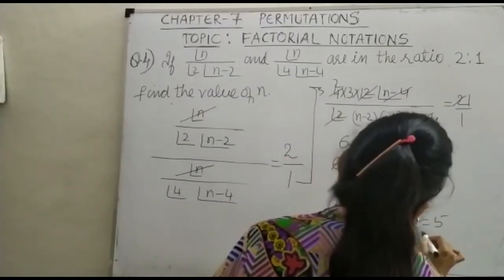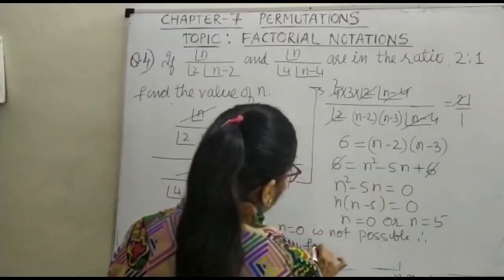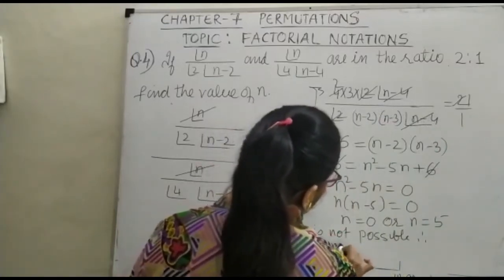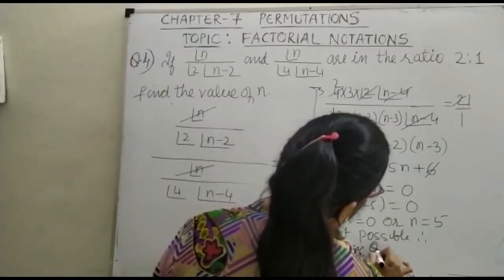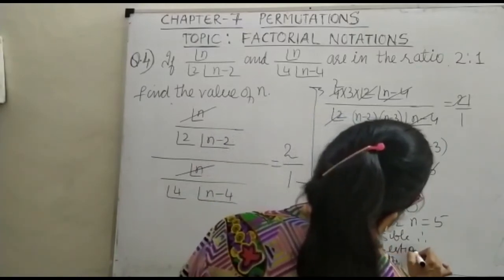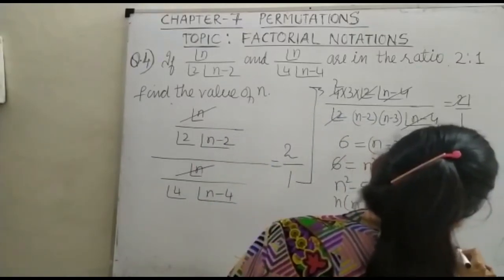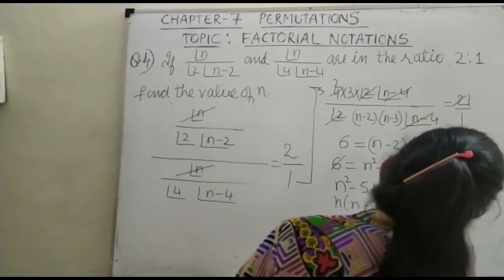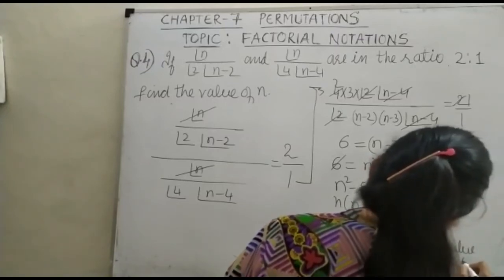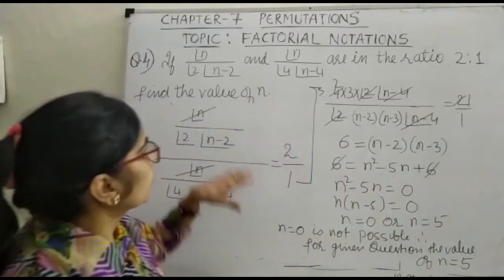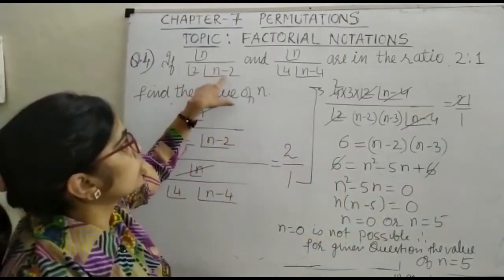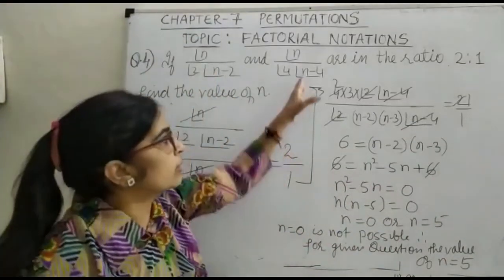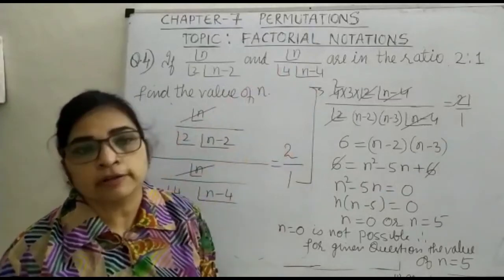Therefore, for the given question, the value of n is equal to 5. So you can see here, when you keep n is equal to 0, this becomes minus 2 factorial and here it becomes minus 4 factorial, which is not defined.